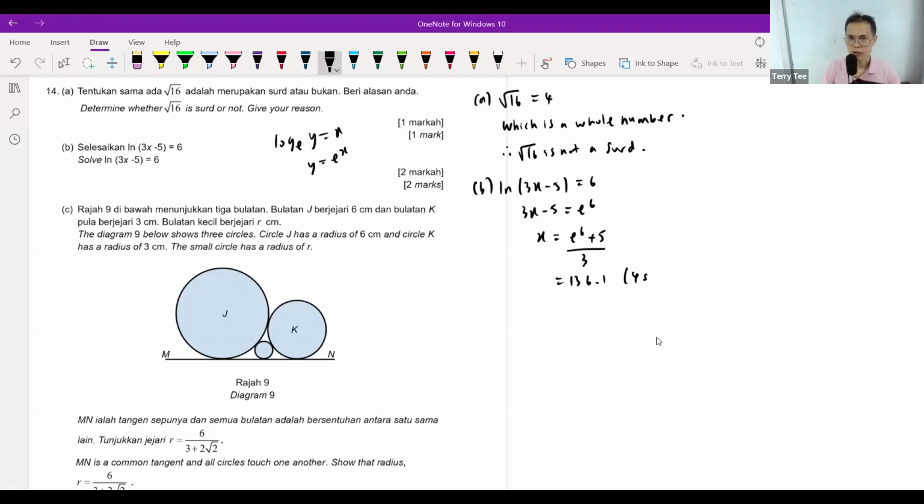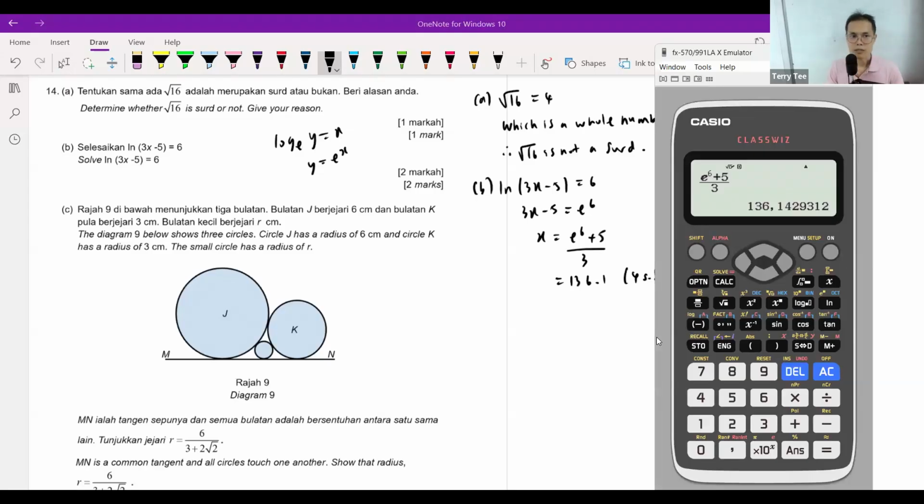This is to 4 significant figures. If you want to use more, it's not a problem. Normally we just give your answer correct to 4 SF. All right, that's part B.